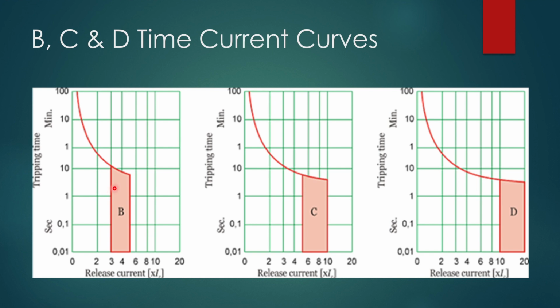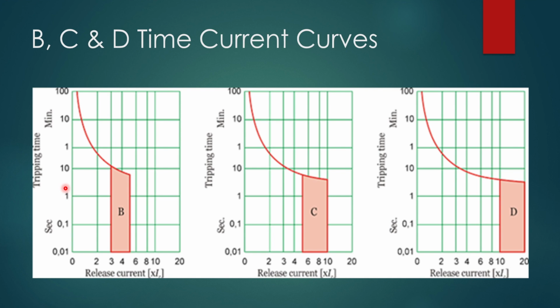So here we have three graphs. Each graph represents the type of the circuit breaker. We have type B, C, and D. Let's first understand the x-axis and the y-axis of each graph. The x-axis represents the multiple of the rating of the breaker, while the y-axis indicates the tripping time, or the time the breaker will take until it trips.